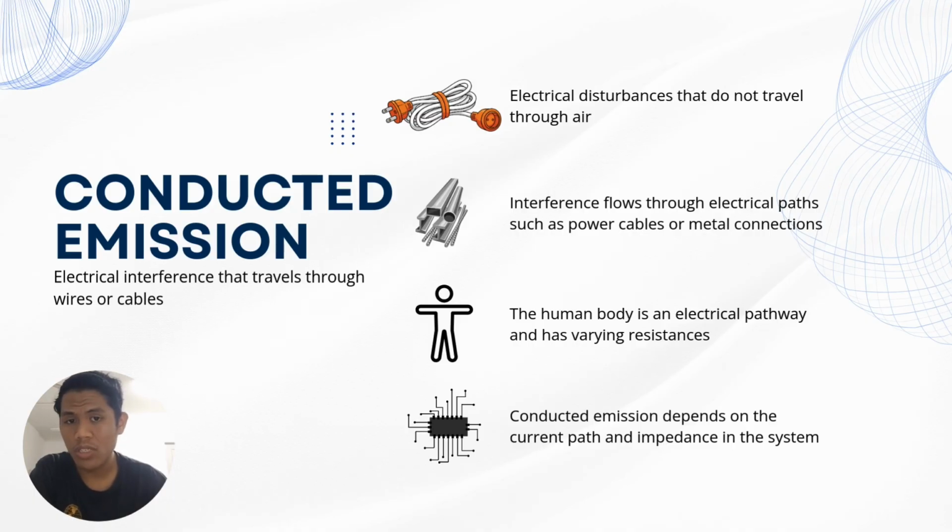The last is that conducted emission depends on the current paths and impedance in the system. That shows us conducted emission very much depends on the path of the current. That's why electrical equipment needs to be designed and tested properly first, so the interference flowing through the cable does not affect other equipment, and we make sure they remain safe to use.